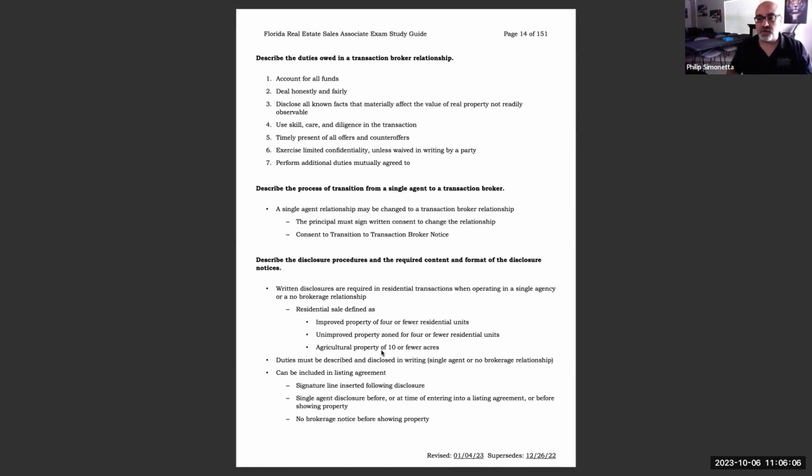So if you're going to list a home, the disclosure for single agency must be in that listing agreement. Can't be after that. You can do it before, or you can do it up to the listing agreement. If it's dated after it, you broke the laws. It's too late, right? A single agent disclosure must be made before or at the time of entering into that listing agreement, or before showing property. The no brokerage notice must be before showing property. So if you have a listing and it's a single agency, and you're going to show that property to somebody, they must sign that no brokerage agreement prior to walking in that door, right?